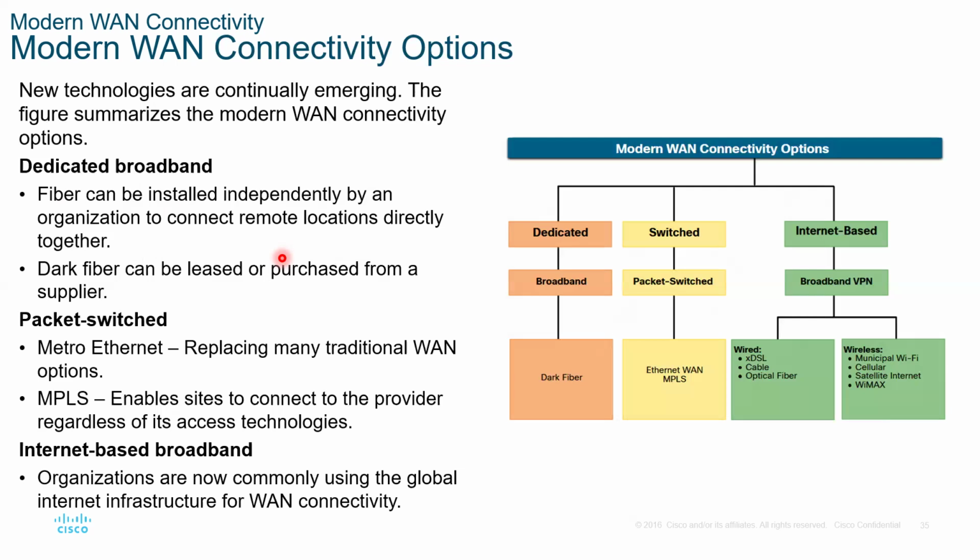With the switched connectivity option, we have Ethernet and MPLS. All of them are packet switched. We no longer have circuit there. Metro Ethernet is replacing many traditional WAN options. Then we have MPLS, which enables sites to connect to the provider regardless of its access technologies. MPLS is very interesting out of these ones.